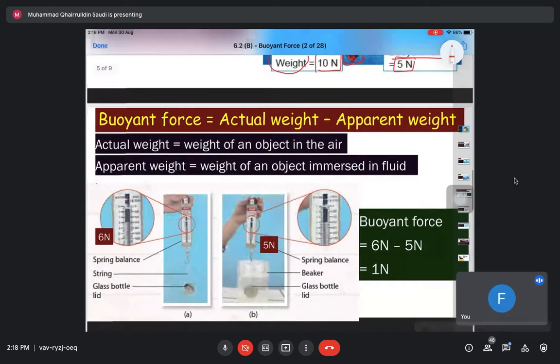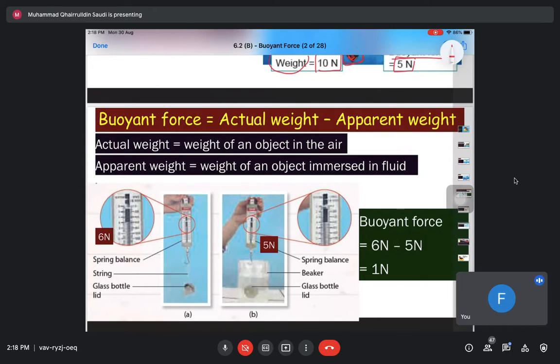So how to calculate buoyant force? Buoyant force will only be present if an object is on a fluid, or in a fluid. So buoyant force hanya akan ada apabila objek tu berada di atas fluid ataupun di dalam fluid.